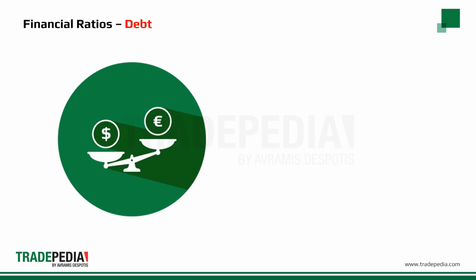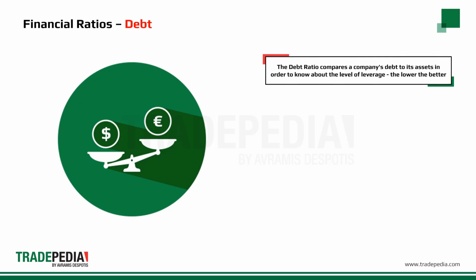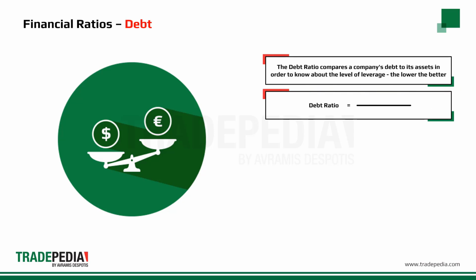Debt is a very important element in the evaluation of a company. The debt ratio compares a company's debt to its assets in order to know about the level of leverage. The lower, the better. The debt ratio is calculated by dividing total liabilities by total assets. Here, lower values reflect a better situation for the firm.